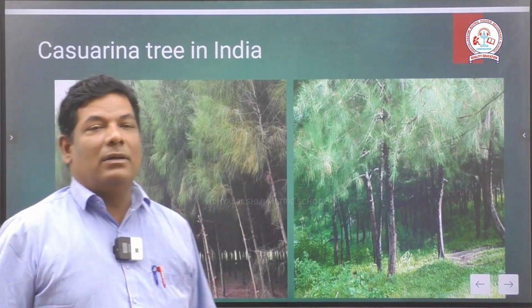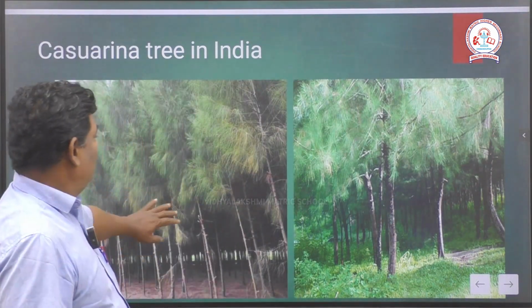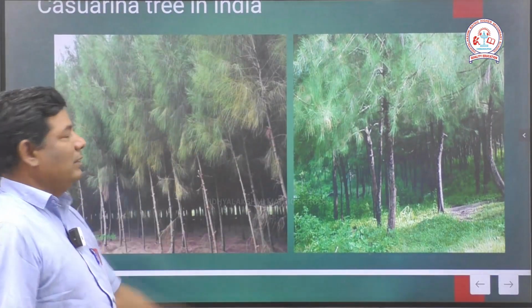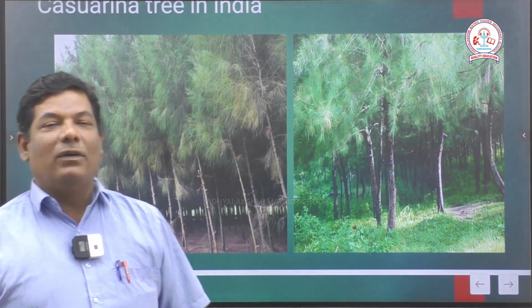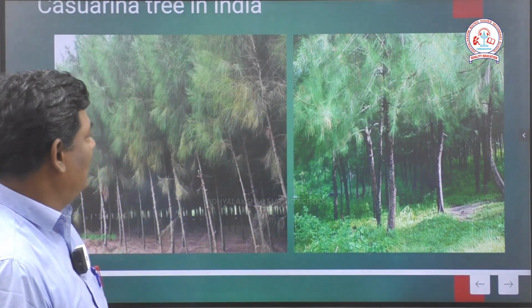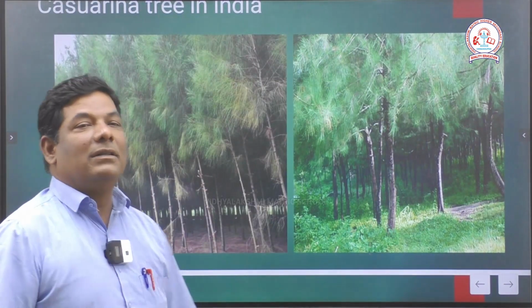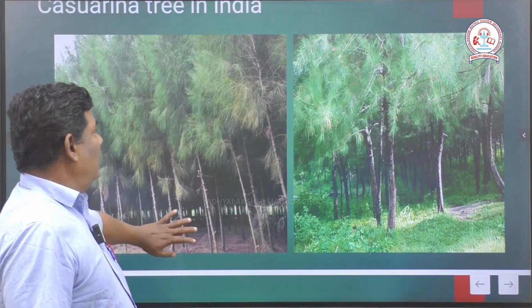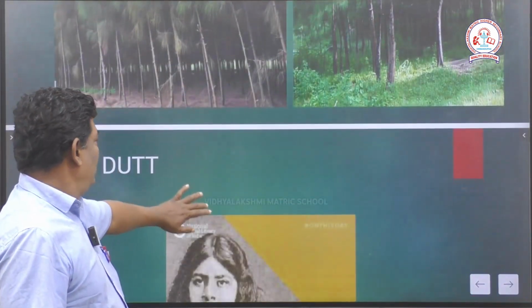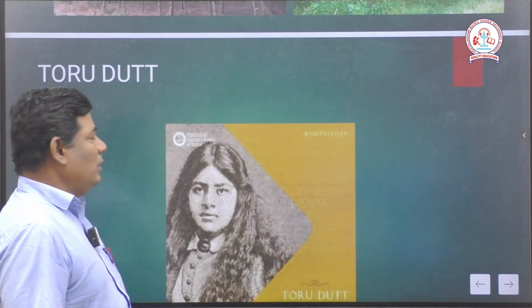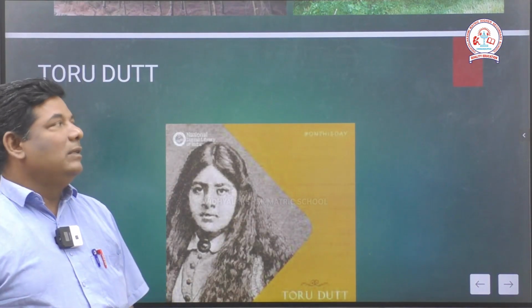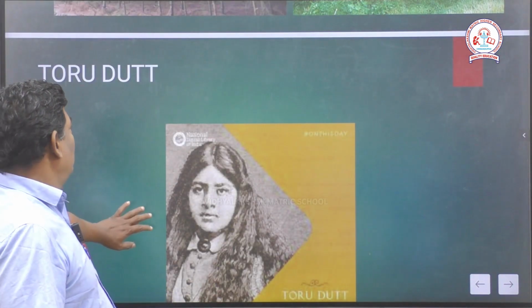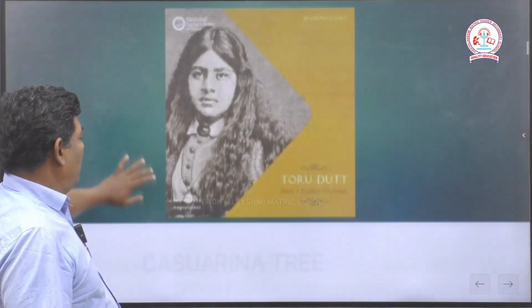The Casuarina tree is shown on the board. You might have seen this. These trees are sometimes used even for Christmas celebrations. You can find this Casuarina tree in India and across the world. And this beautiful poem is written by Toru Dutt, a Bengal poet. She has translated many French books into English.